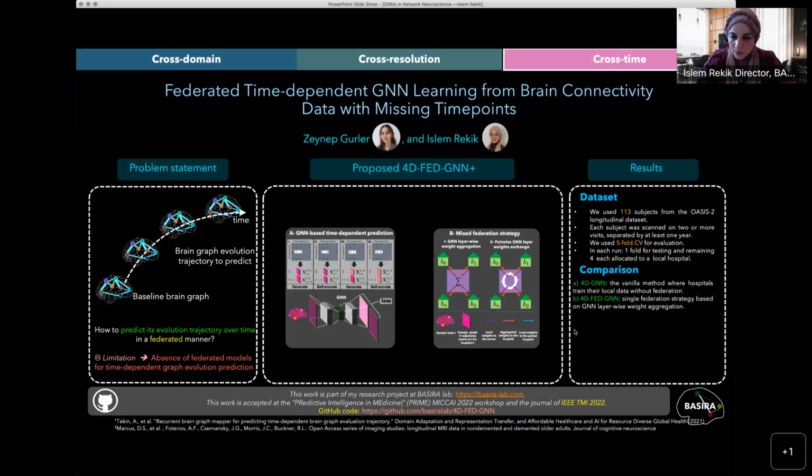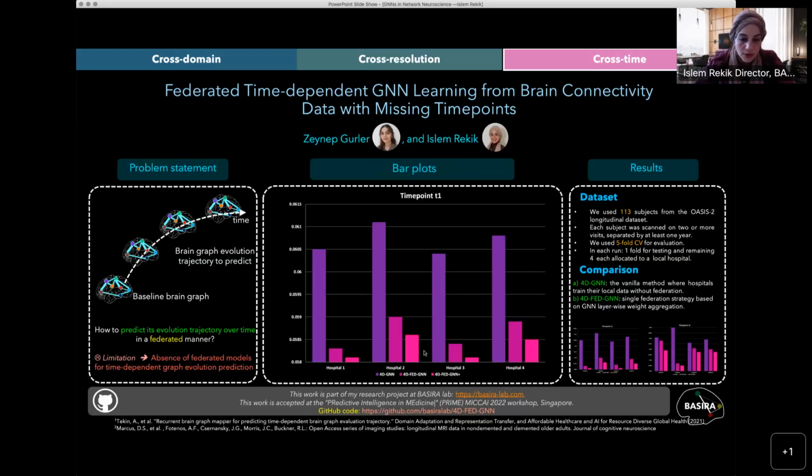Here we compared against a 4D GNN, which is just a graph neural network that predicts the 4-dimensional evolution of the baseline graph without any federation. Then we had a 4D Fed GNN, which is just simple averaging, so we use the layer-wise aggregation. You can see in these results, across 4 hospitals, that without any federation for time point T1, the MAE error is really high. When you federate, it really drops, which means generally federation really helps.